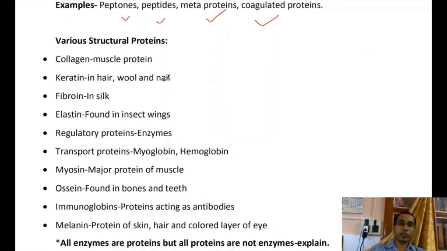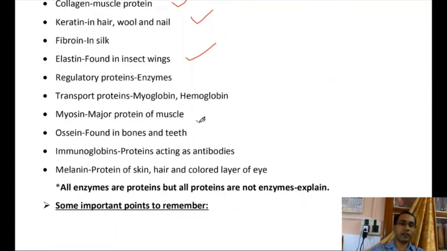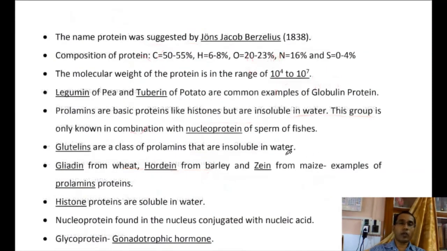Various structural proteins, these are the examples you have to remember. Structural proteins: collagen, muscle proteins, keratin in hair, wool and nail, elastin found in insect veins. All the examples are very important. Myosin, major protein in muscles, ossein found in the bones and teeth. The questions are coming from this, I said JRF from here. And melanin, protein of skin, hair and the colored layer of the eyes. All enzymes are proteins. These are the very common points you have to remember.